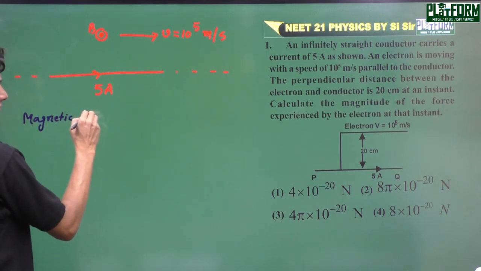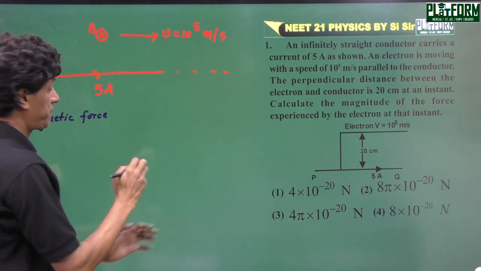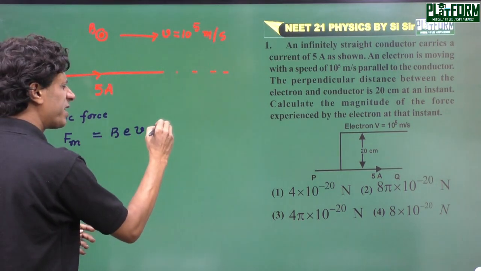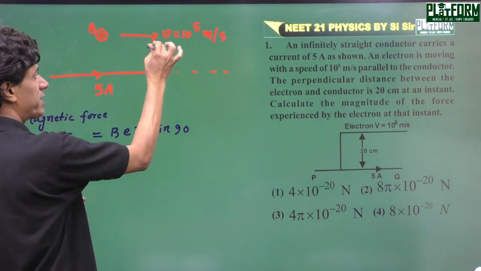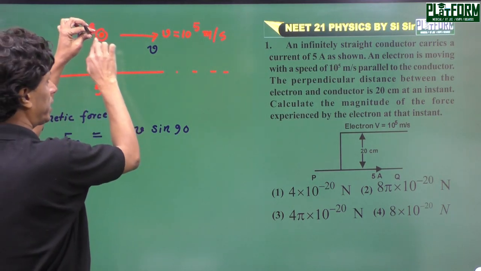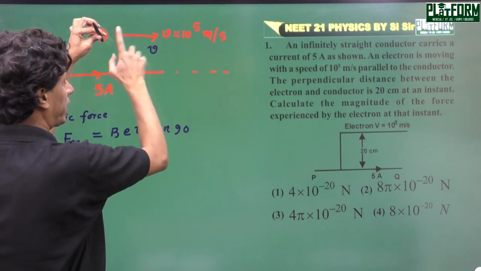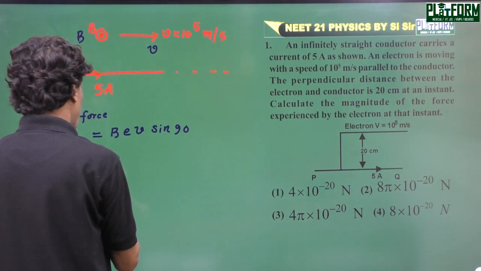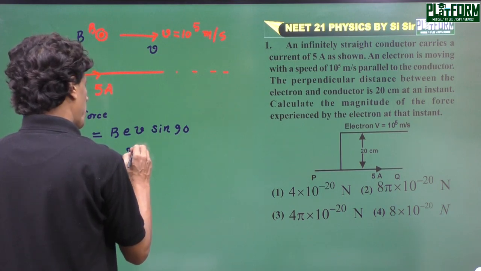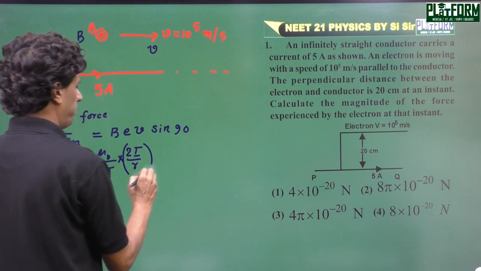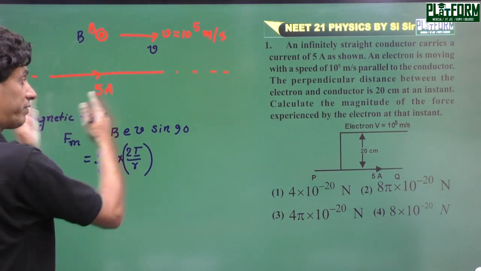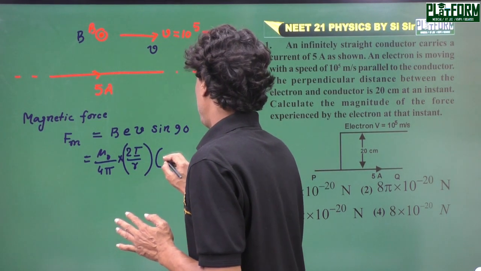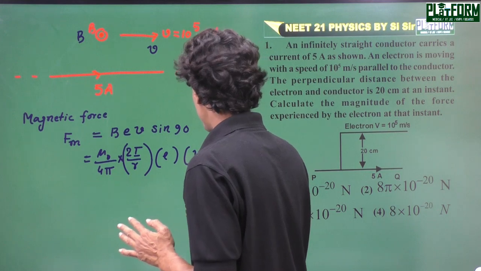So the magnetic force on the moving charged particle is actually Fm = BeV sin 90, because the angle between velocity and magnetic field is 90. The field is perpendicularly outward and the electron is moving along this direction, so the angle between V and B is 90, so this is sin 90. And B is equal to mu 0 by 4 pi times 2i by r. This is the magnitude of the magnetic field, 2i by r for the infinitely long straight conductor or sufficiently long conductor. And e is the charge of the electron, v is the velocity of the electron.